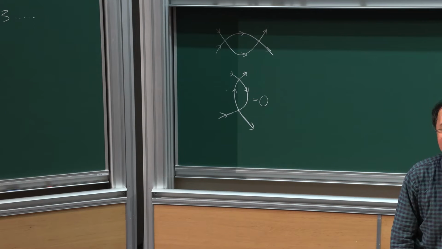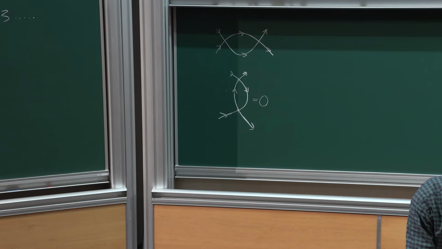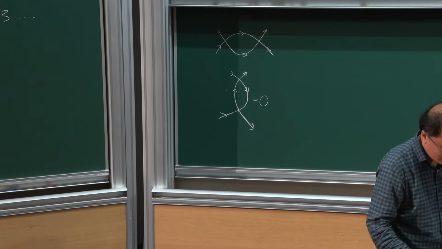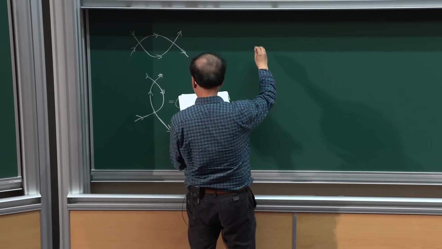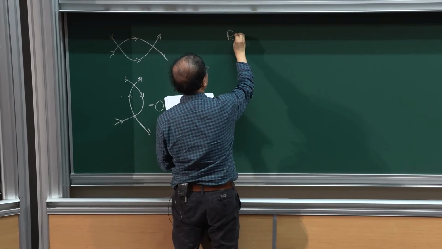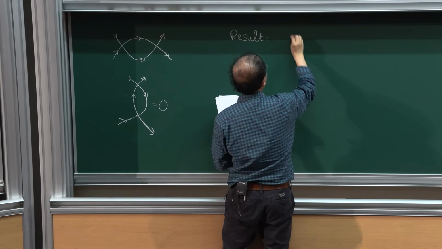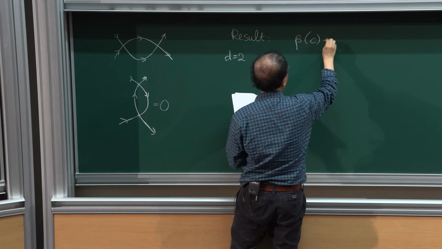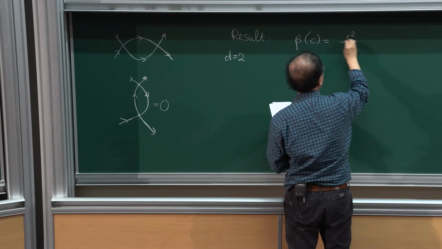Any questions so far? Okay. Computing that, I'm not going to do that in real time. I'm going to tell you the result of this calculation, the beta function. So in d equal to 2, the beta function of c is equal to c squared over 2 pi.